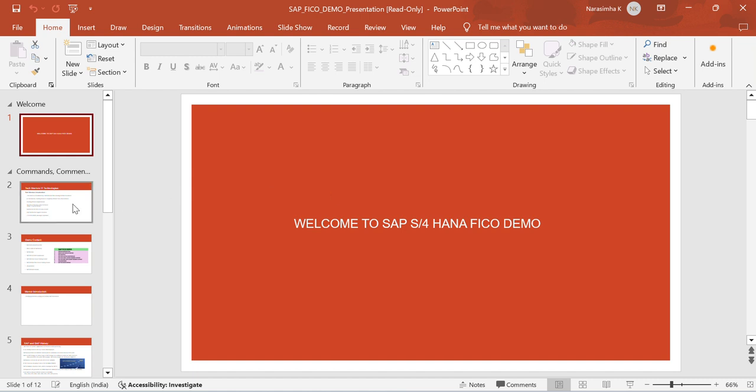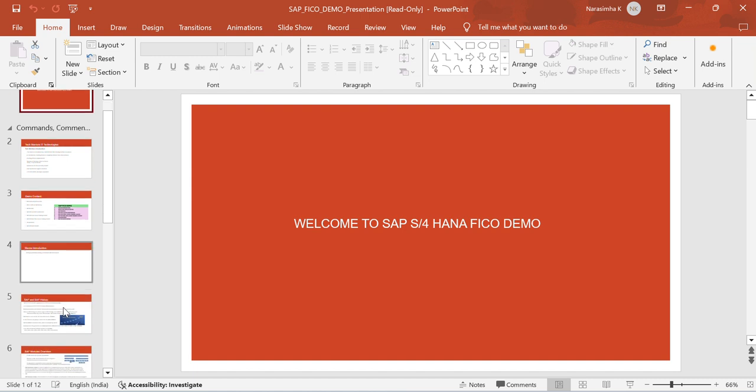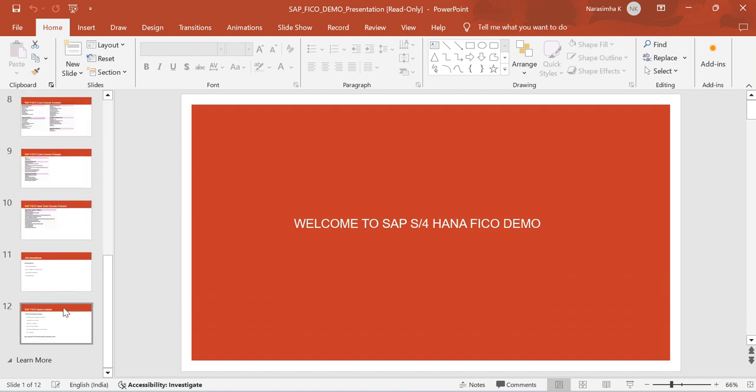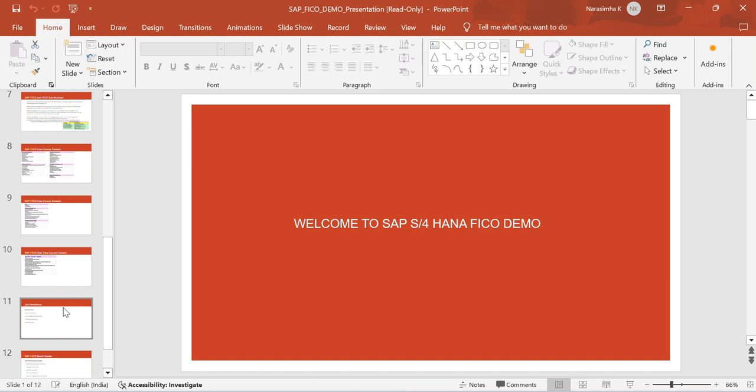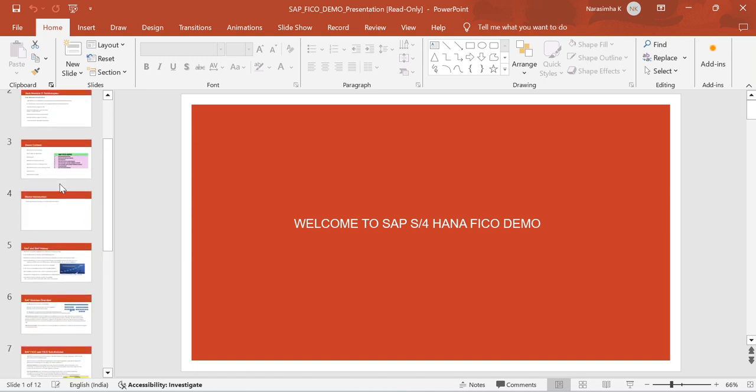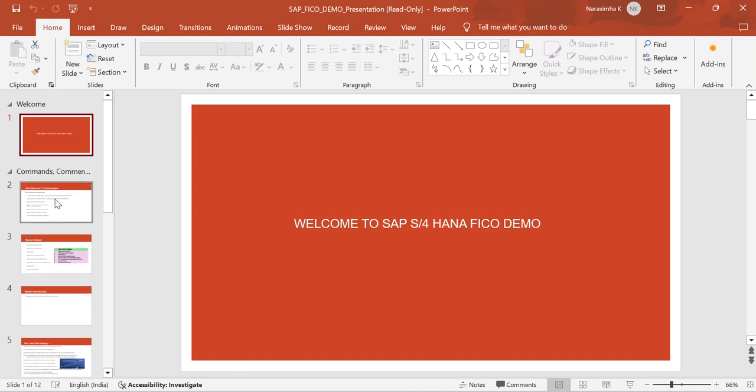Yeah, these are the slides. I'm going to explain what is SAP, what is FICO, how many modules there will be, what is a functional module, and what is a technical module. Again, coming to FICO, how many submodules are there, what we are going to cover in each module, and the batch details. Everything we will discuss one by one.